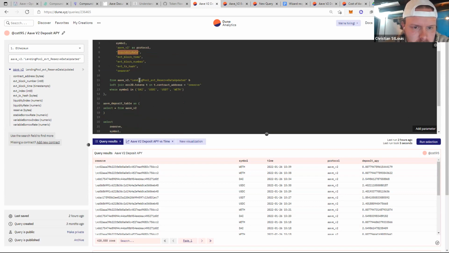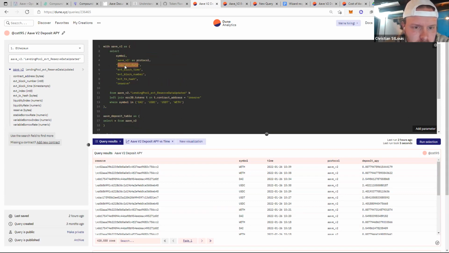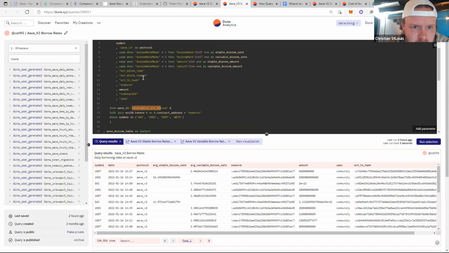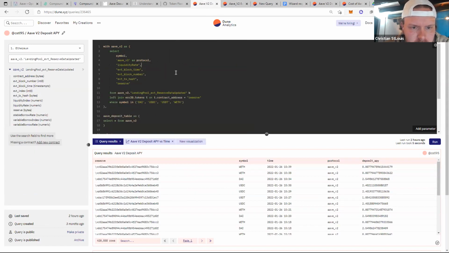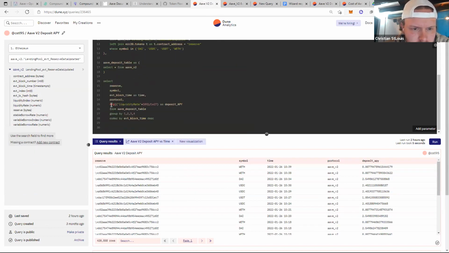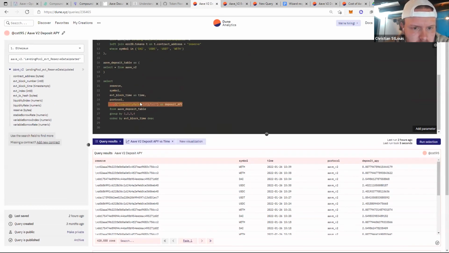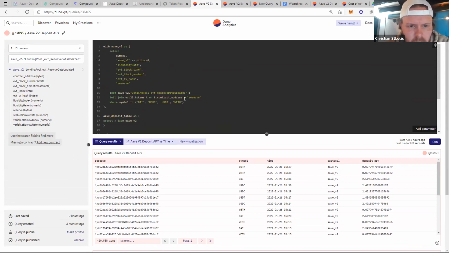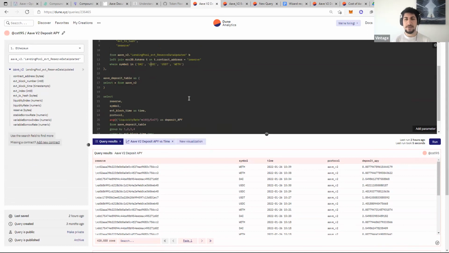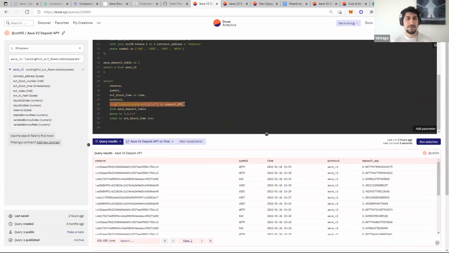So the only thing that we care about here that's different is the liquidity rate, whereas in the other one we were looking at the borrow rates. And the liquidity rate times 100 divided by the decimals is the deposit APY in this scenario, which we just pulled from the docs. That's what I calculated.